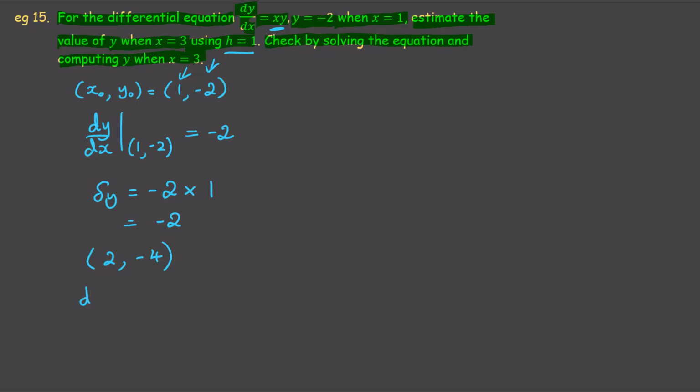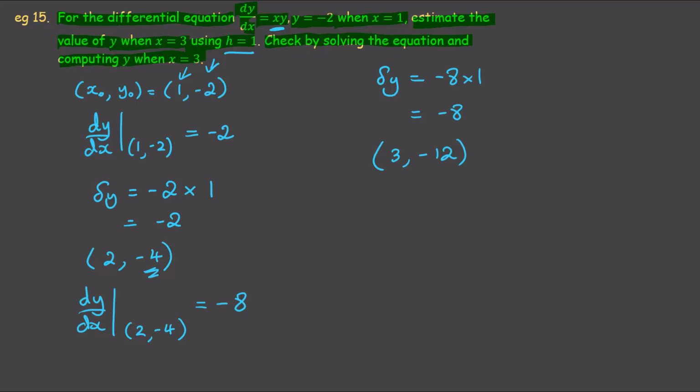So our next gradient is going to be at 2, negative 4, which is going to be negative 8. The delta y then is going to be negative 8 times 1, which is negative 8. Taking us to our next point, 2 plus 1 is 3. Negative 4 add negative 8 is negative 12. So we're estimating here that y of 3 is negative 12 using Euler's method.